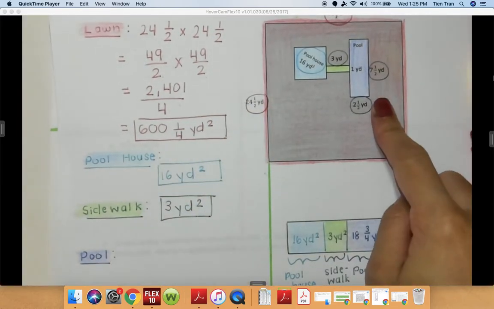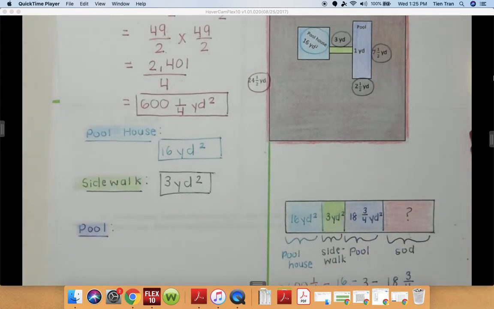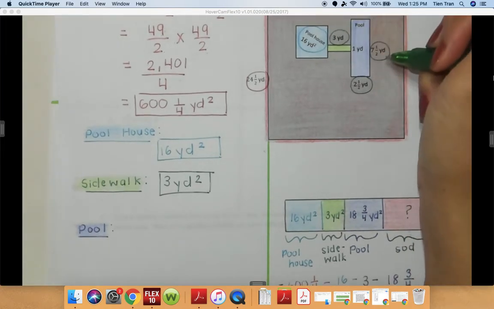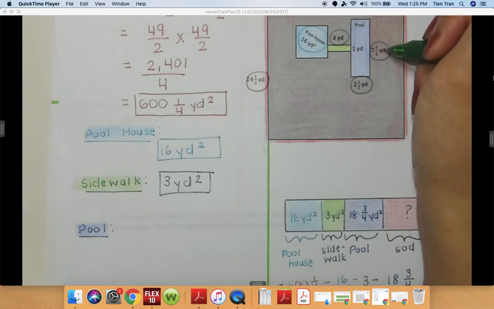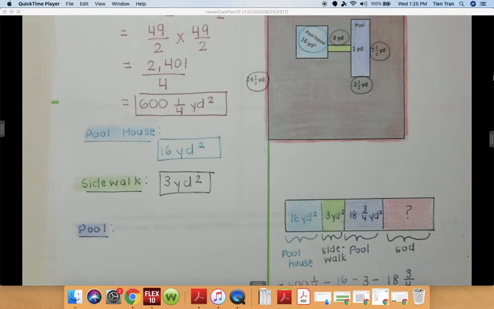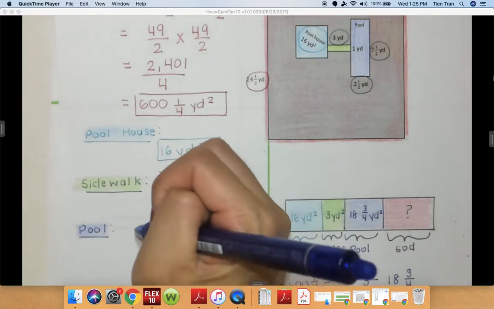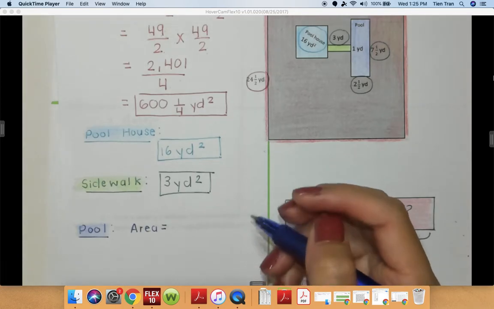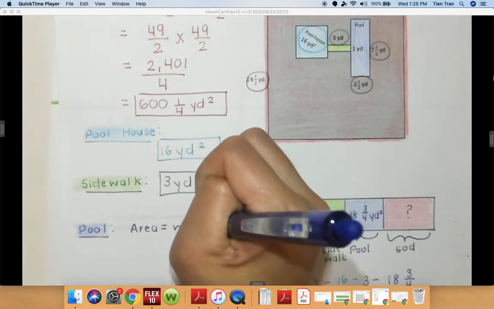Now, for the pool, I'm not given the measurement, so I'm going to make sure that I figure out the area for the pool. So now I'm going to find the pool by multiplying my numbers together to get my area. And the numbers I'm multiplying are right here for the pool. You see the pool is colored in blue. I'm multiplying 7 and 1/2 yards times 2 and 1/2. So I'm going to write that down for you. Remember, area is equal to width times length, or you can say base times height.